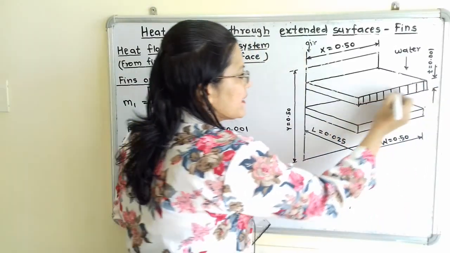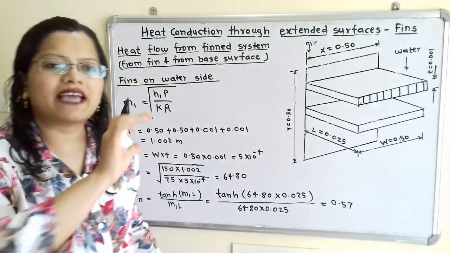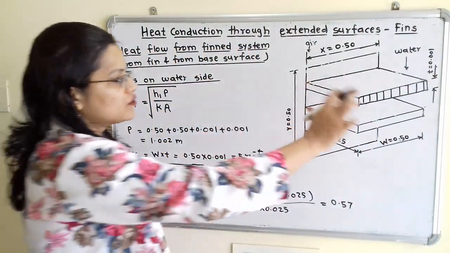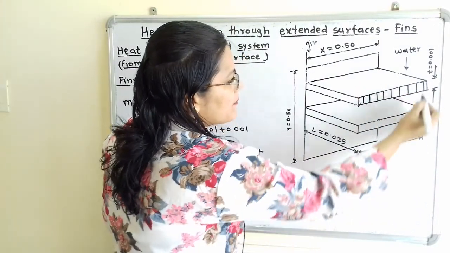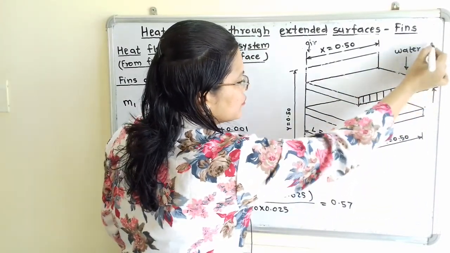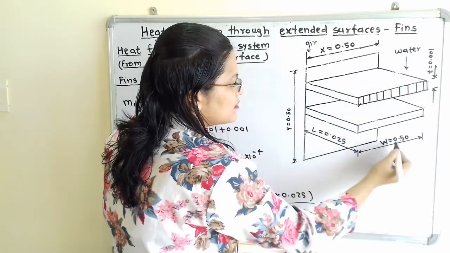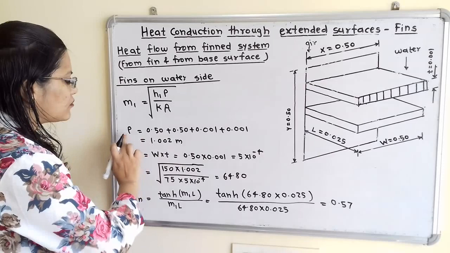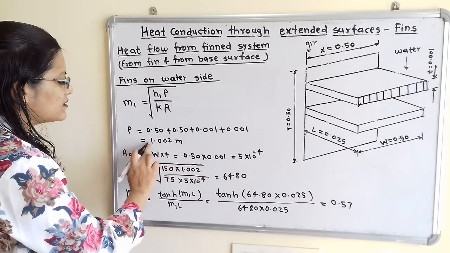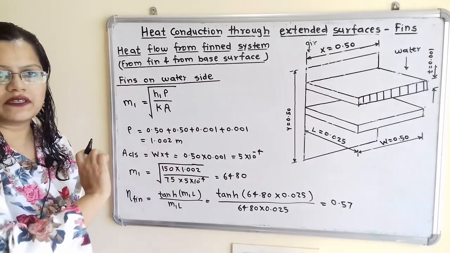Now what is the perimeter? Perimeter means the addition of all the sides. So we have to take the width, that is 0.50, plus thickness, that is 0.001, plus width 0.50 plus 0.001. When we calculate this perimeter, we get the answer 1.002 meter.